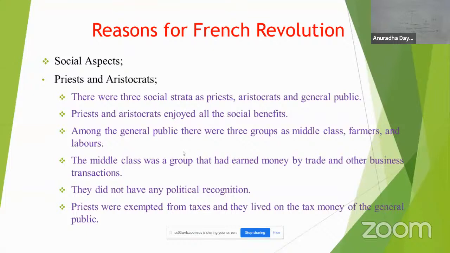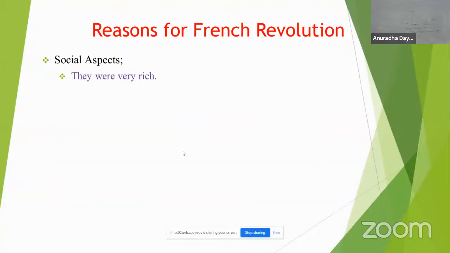Priests were exempted from taxes and they lived on the tax money of the general public. I told you common people, especially middle class, farmers and laborers, 92% of the population, had to pay taxes to the king, to the nobles and to the church. But the nobles and the priests were not paying any taxes. They were enjoying and spending the tax money of the common people. They were not paying anything to the king or to any other section, right? So there was a harassing taxation system in France.